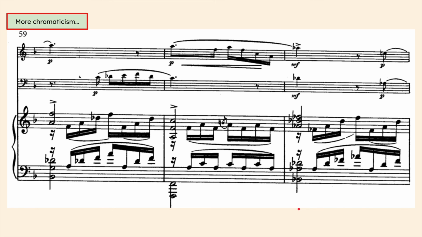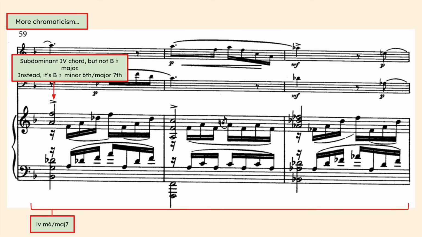Bar 59 contains a subdominant chord 4, but it's not a straightforward B-flat major chord. We could describe this as a B-flat minor 6th / major 7th chord, meaning that it's a B-flat minor chord with a minor 6th, G, and a major 7th, A natural added on top. We're back to the tonic F major at bar 60 and back in the subdominant again in bar 61.